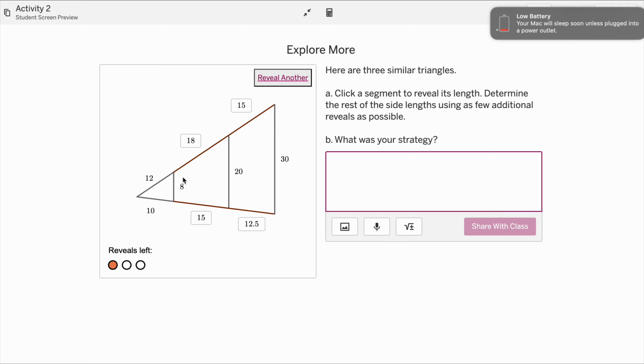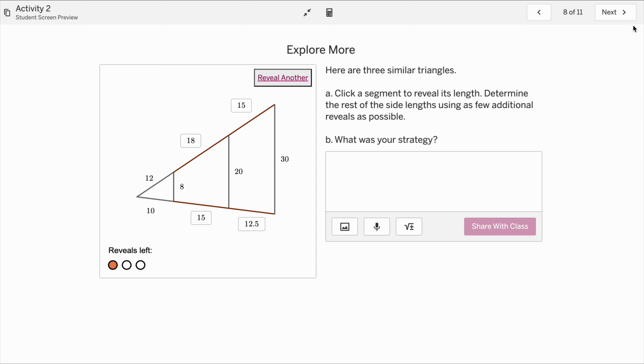And what's my strategy? Well, I use the relationship between lines or sides of the triangle to figure out the new sides of the triangle. And then I had to subtract my known lengths, which would be right here, to figure out my little segments that I needed. Don't mind that my computer's almost dead.